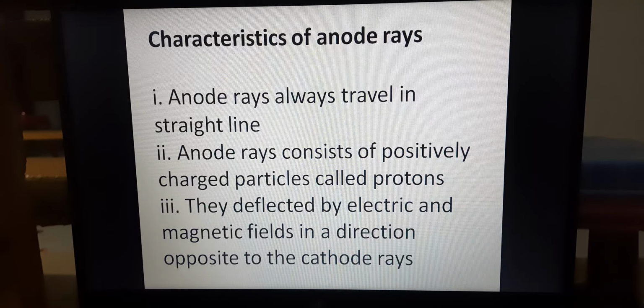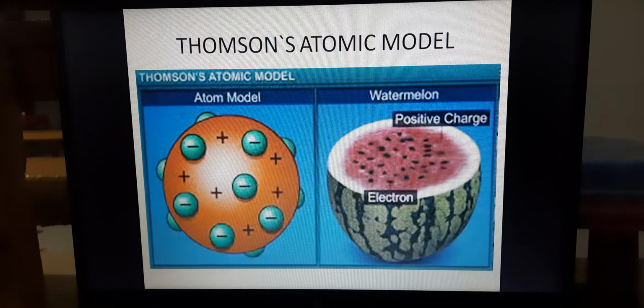So the characteristics of anode rays: they always travel in straight lines, the same as cathode rays. Anode rays consist of positively charged particles called protons. They are deflected by electric and magnetic fields in a direction opposite to the cathode rays.